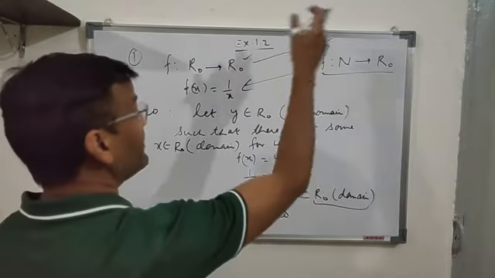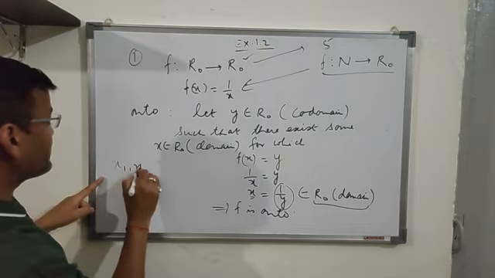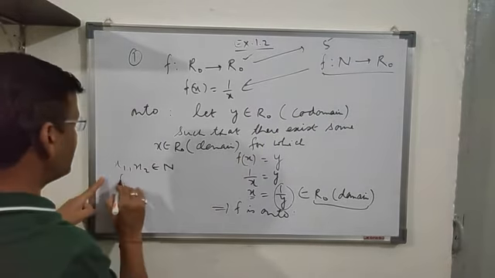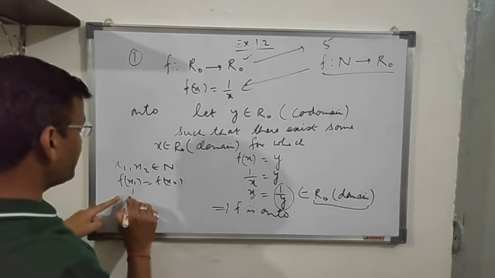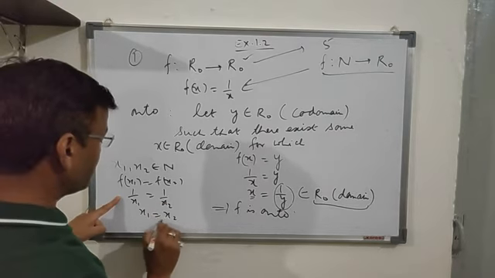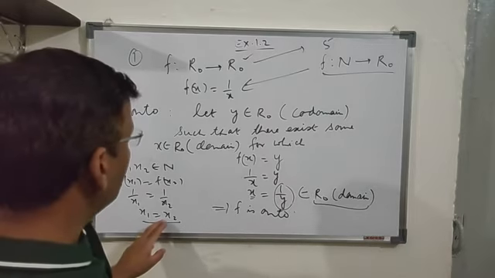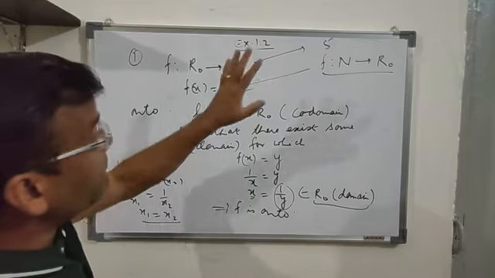So if I use the procedure to check 1-1, what do I have to take? I have to take x1, x2 in the domain such that f(x1) equals f(x2). The definition is the same, so 1 upon x1 equals 1 upon x2. That means x1 equals x2. That means the function is 1-1.